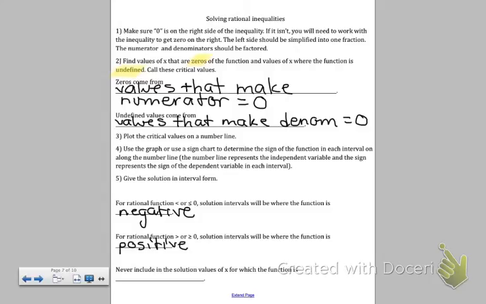Note that when you have a critical value that is undefined or does not exist, you can never include that number in your solution. So what that means is that we always have to use parentheses whenever we have an undefined critical value. Okay, so use parentheses. Alright, so let's actually try some of these now.